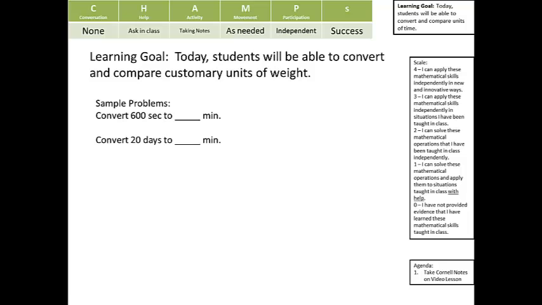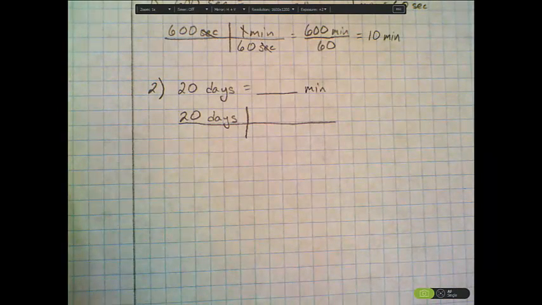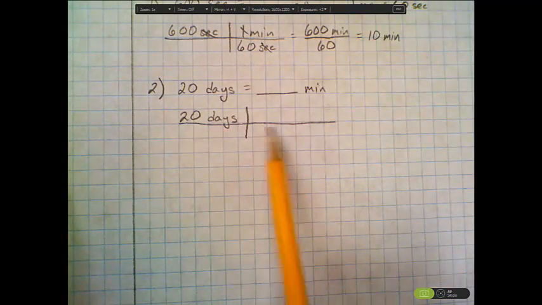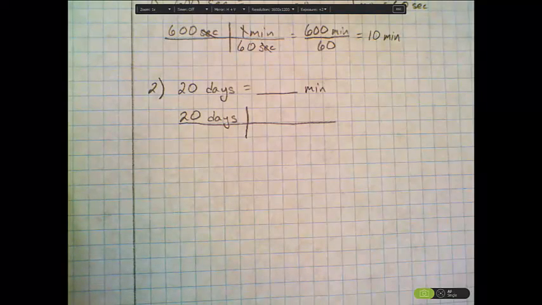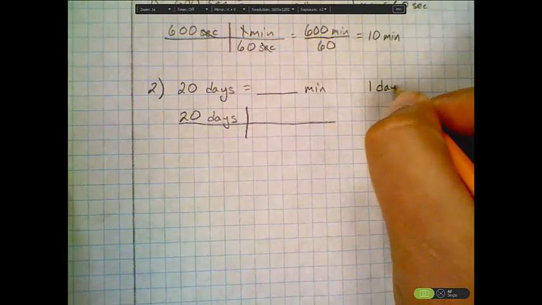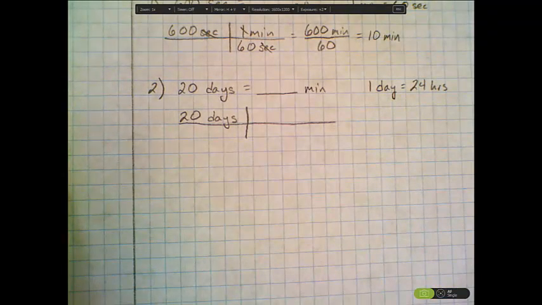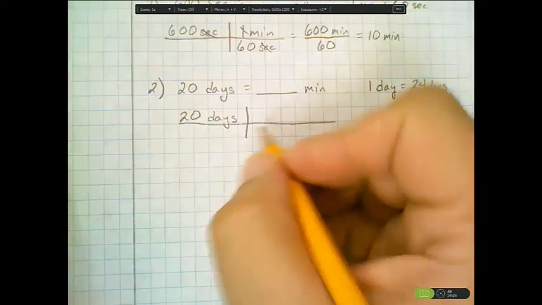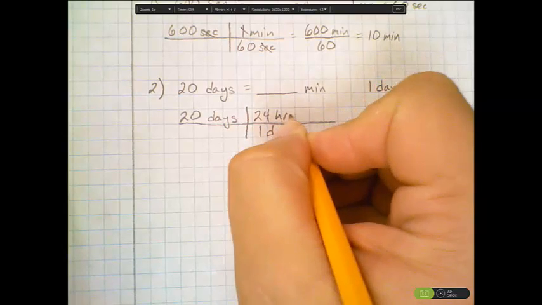Alright, the next sample problem that we're going to do is we're going to convert 20 days to some number of minutes. So again, I've started off by writing the problem down and putting the first part of the problem in the first section of our giant fraction here. We don't have a conversion that goes directly from days to minutes, and so we're going to have to step through it. We do know that 1 day is equal to 24 hours. And since we start with days on the top here, we're going to have 1 day on the bottom of the second section, and the 24 hours will go on the top.